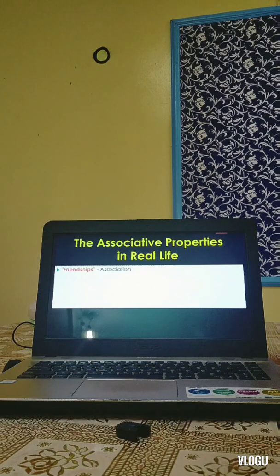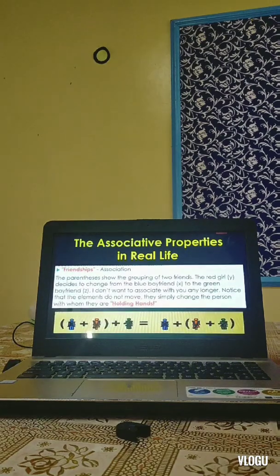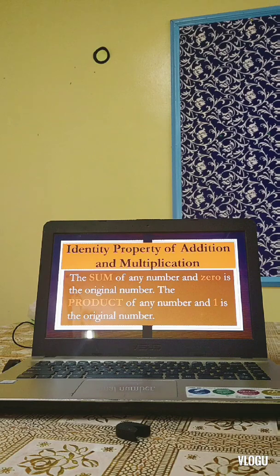Associative properties in real life: you will have friendships, of course, that's associations. The parenthesis shows the grouping of two friends, and below, the red girl, Y, decided to change from the blue boyfriend, X, to the green boyfriend. I don't want to associate with you any longer. Notice that the elements do not move, they simply change the person with whom they are holding hands. Sana all.